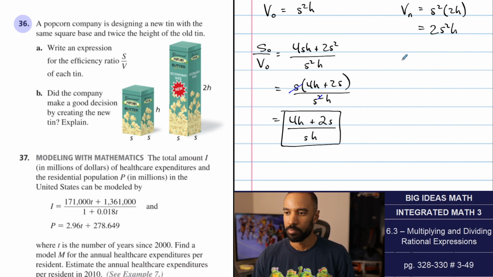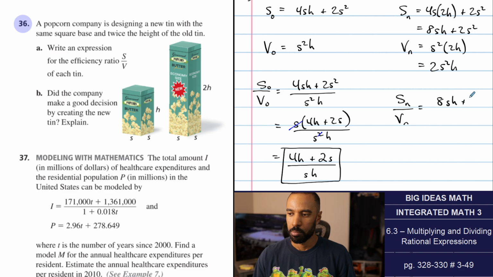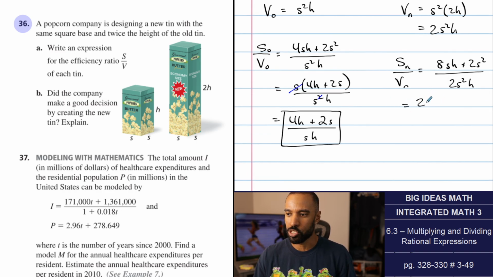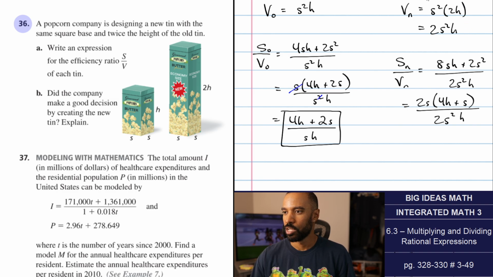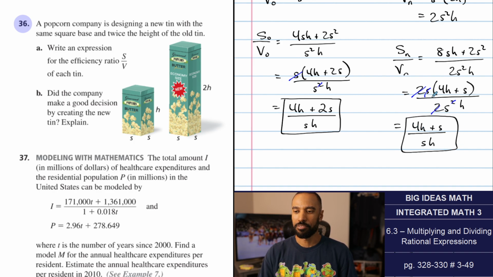The new tin is S sub N over V sub N, which is 8SH plus 2S squared over 2S squared H. On top, I can factor out a 2S and be left with 4H plus S over 2S squared H. 2's can go, a set of S's can go, and you're left with 4H plus S over SH, like that. All right, so we have the 2.